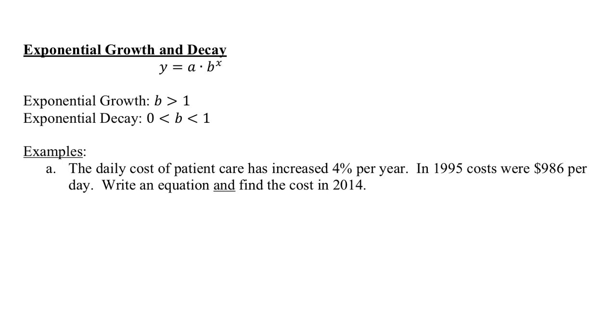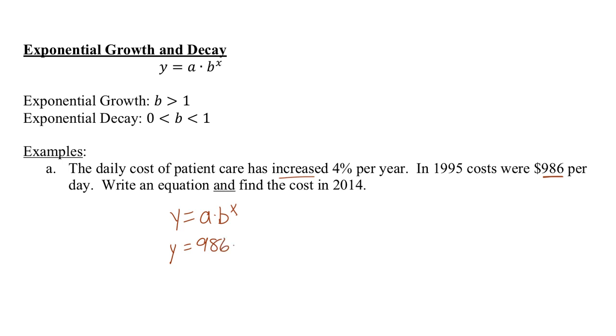So the daily cost of patient care has increased 4% per year. In 1995, costs were $986 per day. Write an equation and find the cost in 2014. So let's start with the equation. Y equals a times b to the x. So a is your y-intercept or your starting point. Here, they say 1995. This is the only number we're given, 986. So that has to be our a.